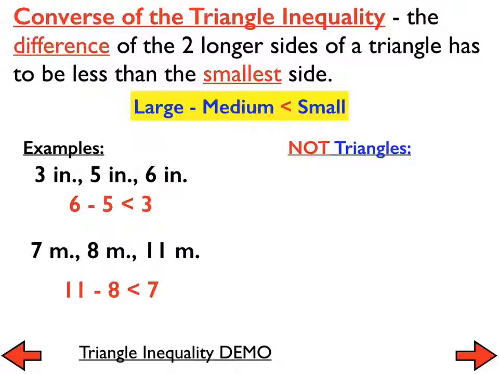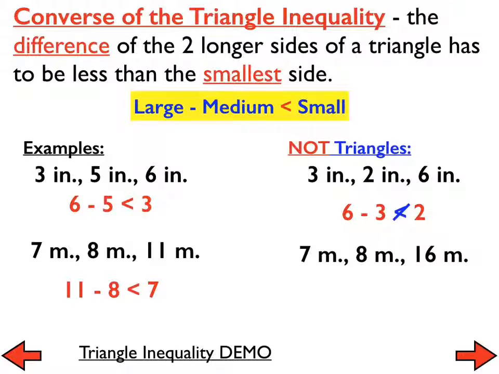Some examples of things that would not make triangles. 3, 2, and 6. 6 minus 3 is 3. Is 3 smaller than 2? No. Nope, it's not, so this one would not make a triangle. 7, 8, and 16. 16 minus 8, that would make 8. Is 8 smaller than 7? No. Nope, so that one doesn't make a triangle.